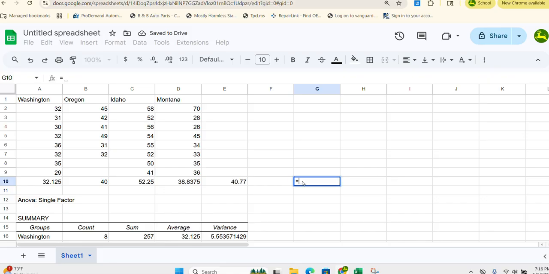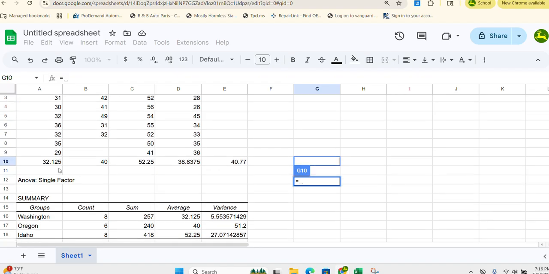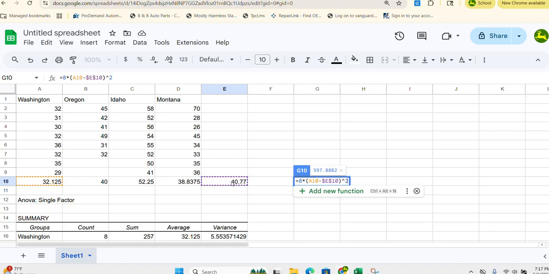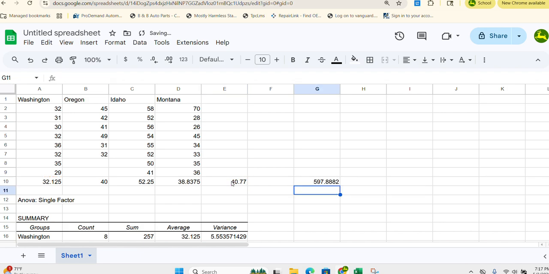Okay, cool. So anyway, it's equals how many in this first column? There's 8 in the first column. So 8 times this fella minus this guy. Gonna go ahead and hit F4 just because I can. Squared. Oh, well, I could do that. Yeah, I guess I'll do that, and then I'll drag it across.